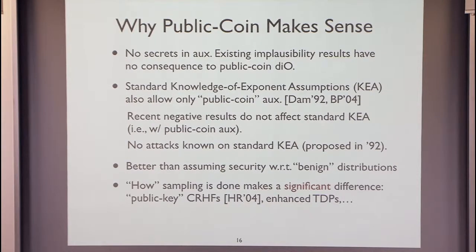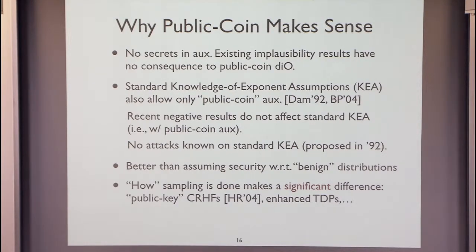For that, there are no implausibility results. And this assumption has been there for a long time. It has been analyzed. So we are in good shape. If you prove an implausibility result for public coin DIO, our hope is really that you will expose some weaknesses in the obfuscation mechanism rather than just exploiting the definitional information out there. Okay. And it is also better than assuming a benign distribution.